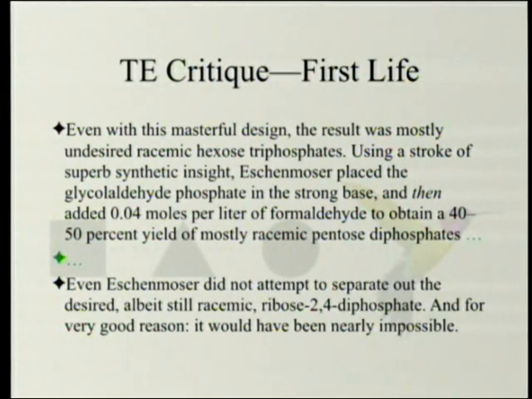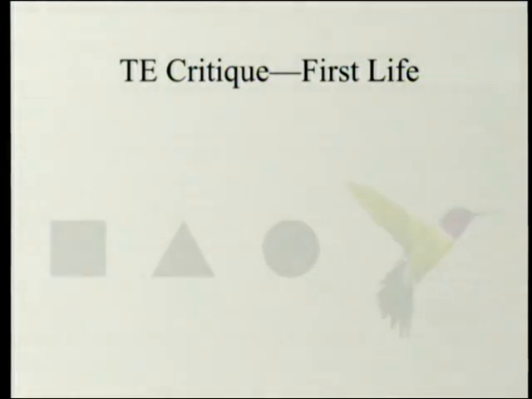Okay, even Eschenmoser did not attempt to separate out the desired, albeit still racemic, ribose 2,4-diphosphate. Somewhere along the line, it picked up another phosphate. And for very good reason, it would have been nearly impossible. Now remember, we're trying to make ribose.